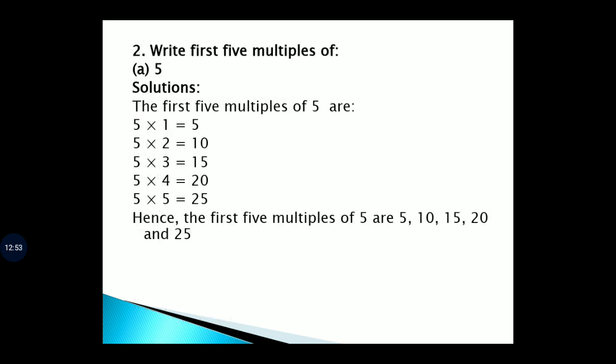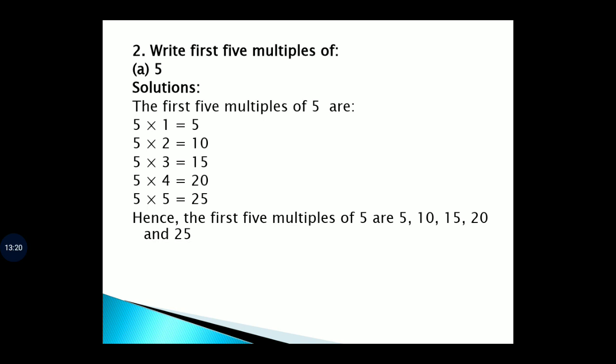Now, let us move on to the next bit, that is, write first 5 multiples of 5. Here, as you can see, the problem itself has mentioned the first 5 multiples. That means when you multiply the first 5 natural numbers with any number, you will get the first 5 multiples of that number. Solution for problem A. 5 can be multiplied with its first 5 numbers, that is natural numbers.